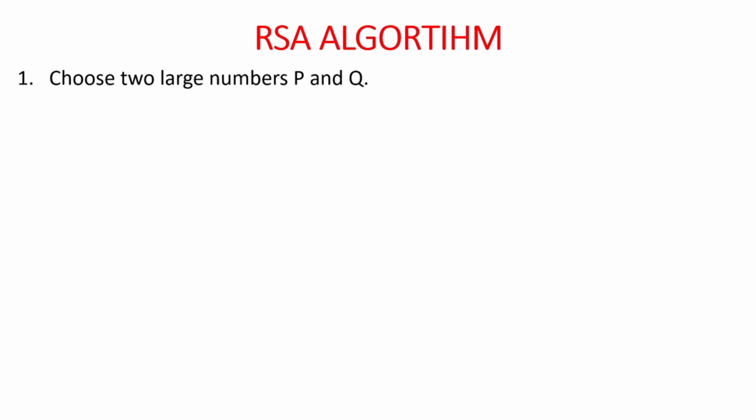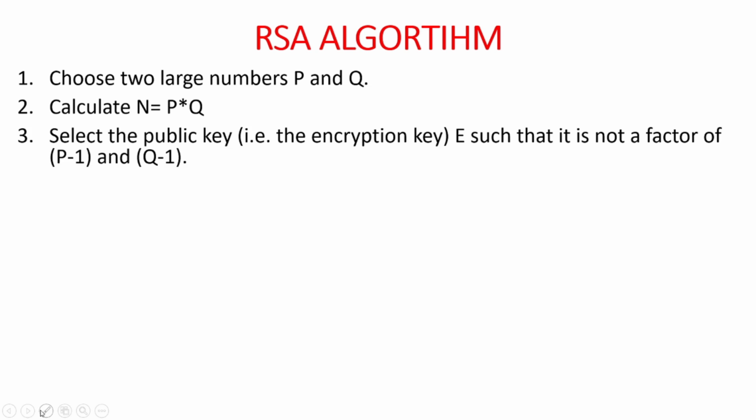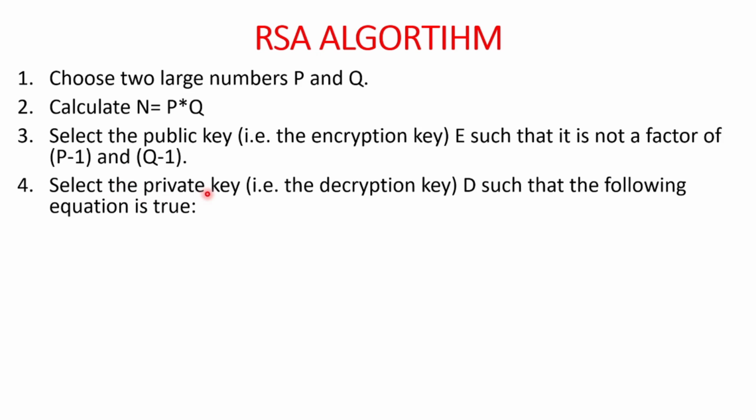First choose two large numbers p and q. Then calculate n equal to p into q. Then select the public key, the encryption key e, such that it is not a factor of p minus 1 and q minus 1. The public key e is used for encryption. Then we find the private key, which is called the decryption key because it is used during decryption of the data. The formula is d into e mod (p minus 1) into (q minus 1) equal to 1.